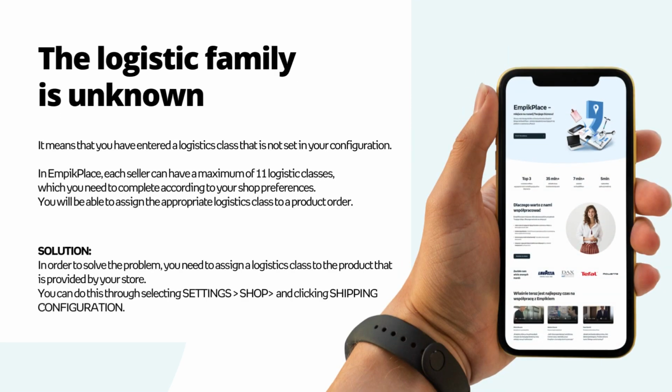Lastly, we have the logistic family is unknown. It means that you have entered a logistic class that is not set in our configuration. In Empik Place, each seller can have a maximum of 11 logistic classes, which you need to complete according to your shop preferences. You will be able to assign the appropriate logistic class to a product order. In order to solve the problem, you need to assign a logistic class to the product that is provided by your store. You can do this through selecting Settings, Shop, and clicking Shipping Configuration.